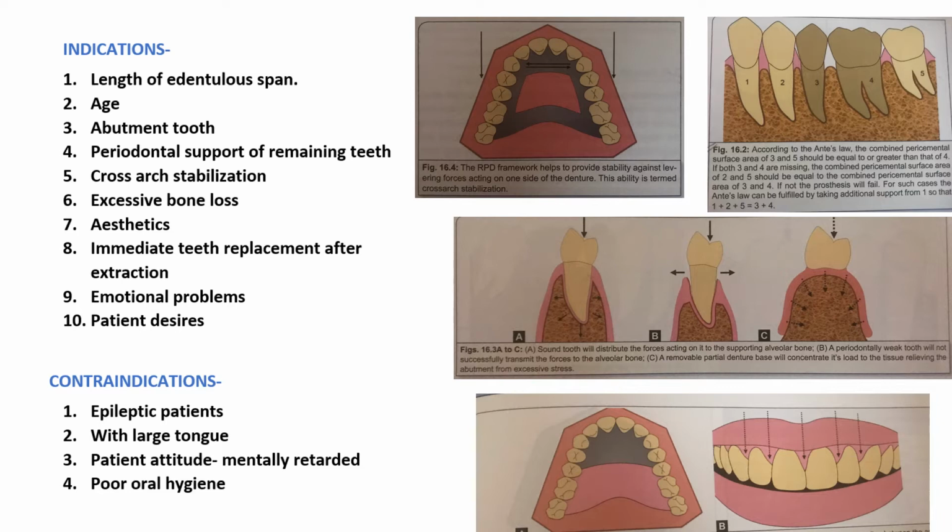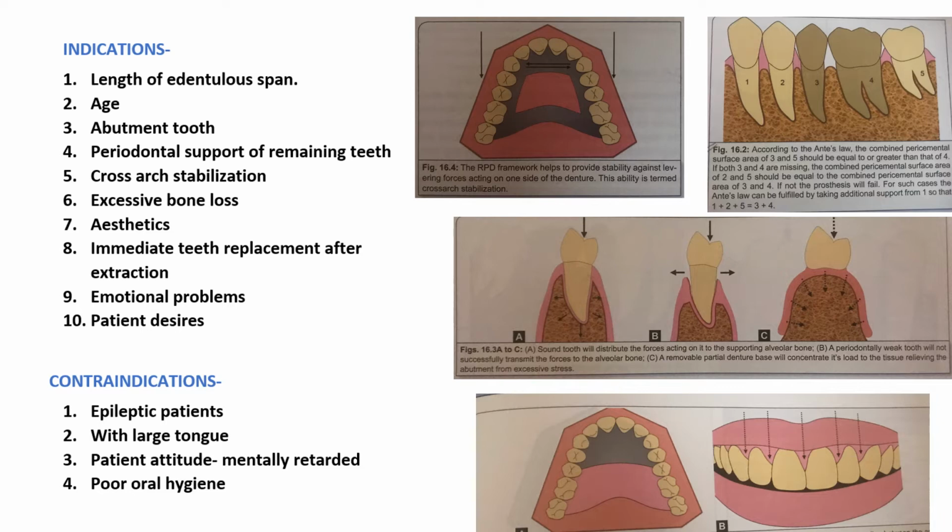Why? Because removable partial dentures take support from the tissues all along the ridge, and they also distribute the forces around the ridge evenly, whereas a fixed partial denture produces excessive force on the abutment teeth.